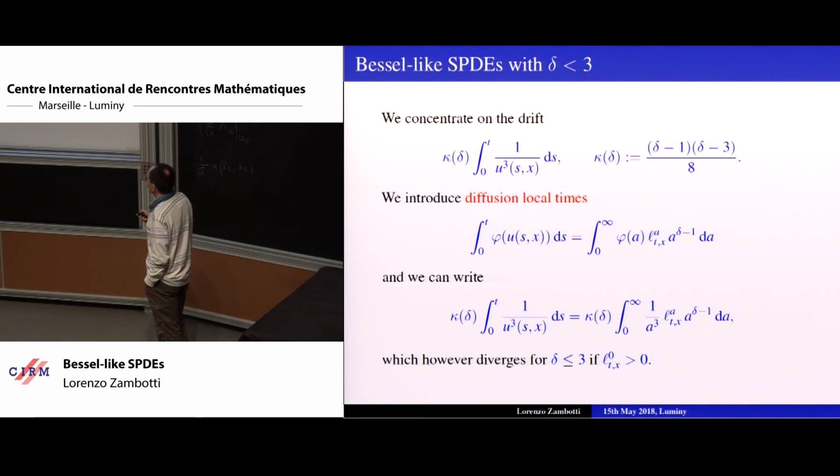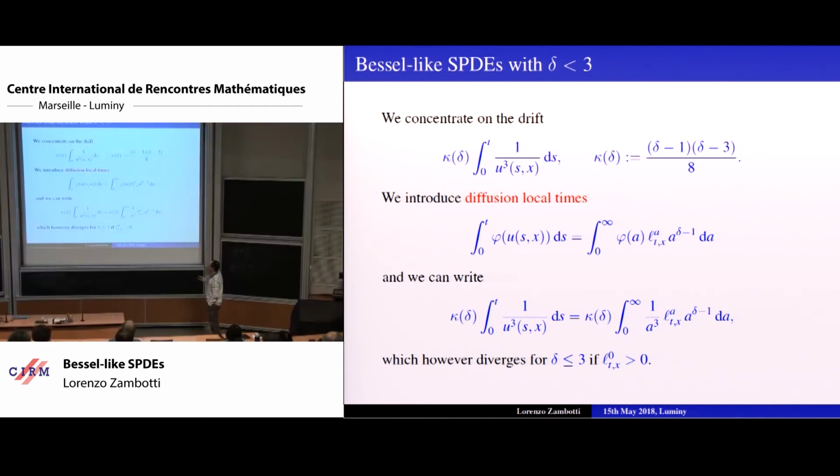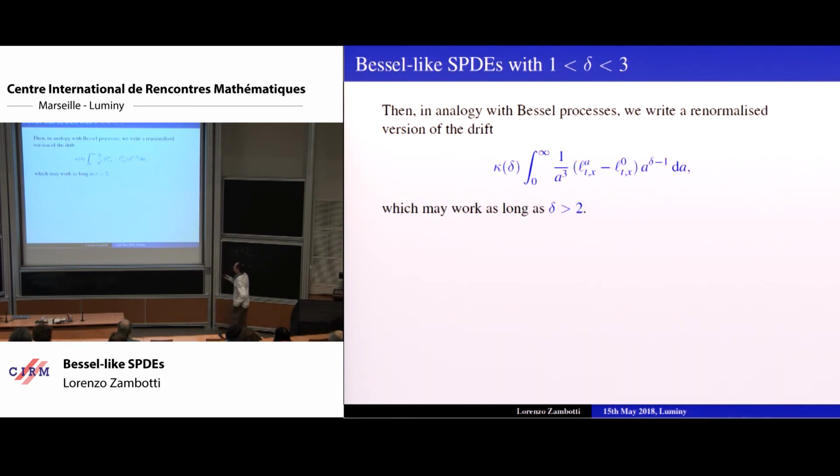For large delta, at least, you can write this drift. You apply, you see phi here is 1 over a cube. You write this. Now, when delta is less than 3, you see that here you have a power which is strictly less than, or equal to, -1. And therefore, at 0, this is divergent. So for delta greater than 3, this makes sense, but for delta less than 3, it does not. And again, it's the same as for Bessel process. So we have to change our drift.